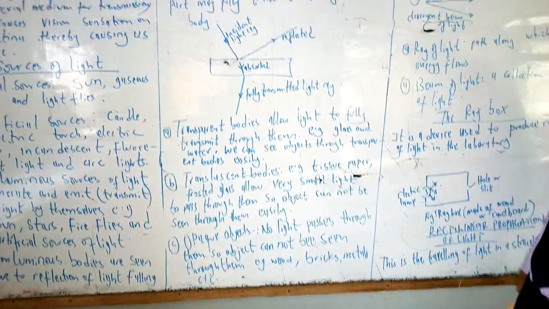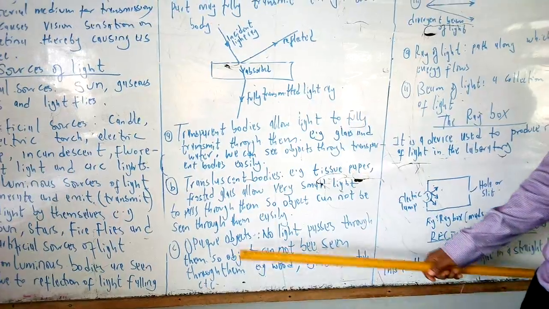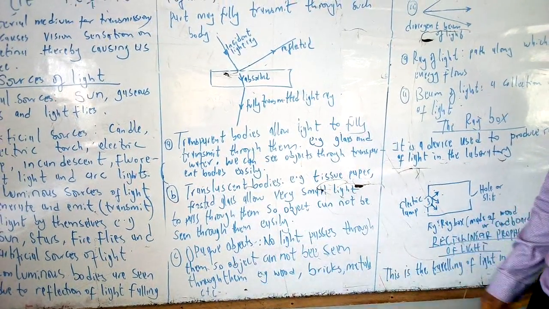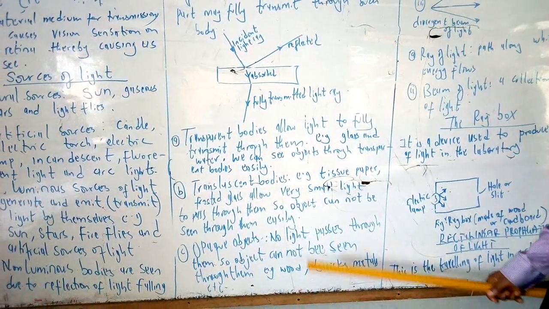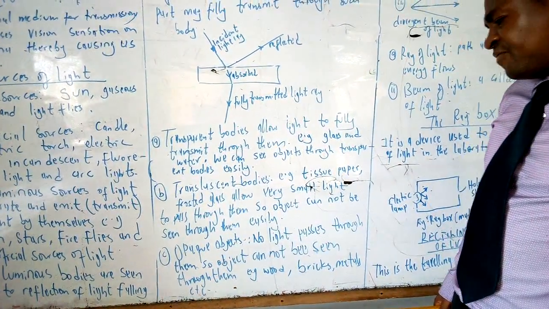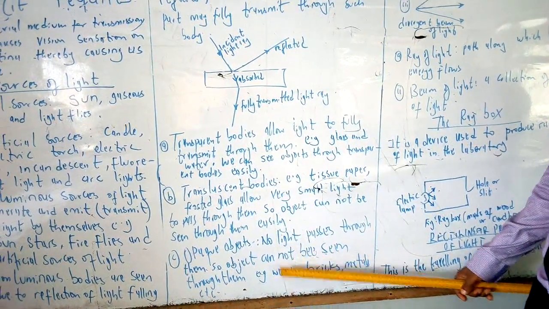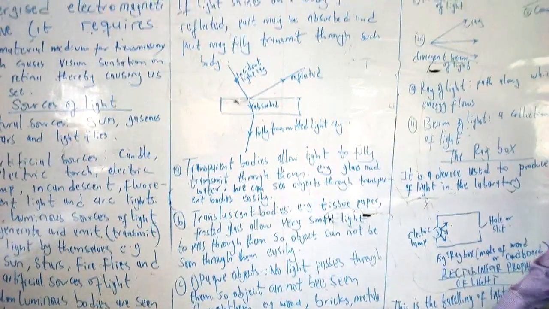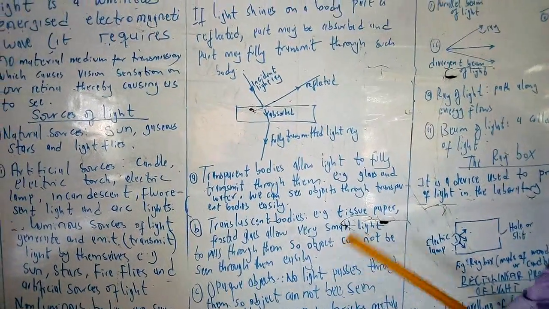Then another category of bodies that light can fall on are called opaque bodies. No light passes through opaque bodies. Therefore, we cannot see through them. Examples of opaque bodies include wood, bricks, metal, and so on.